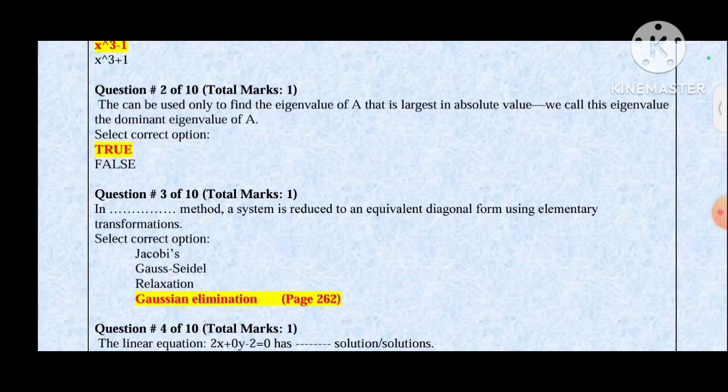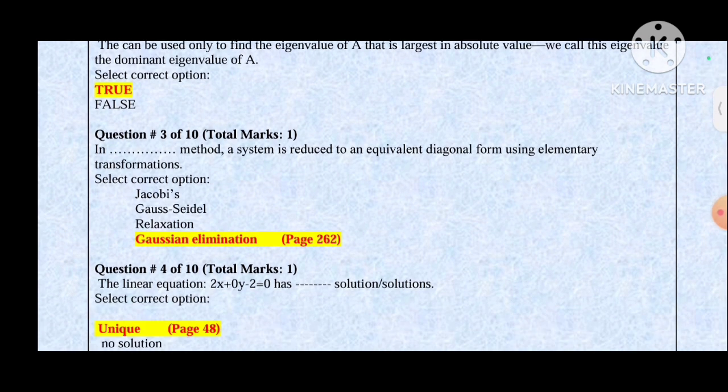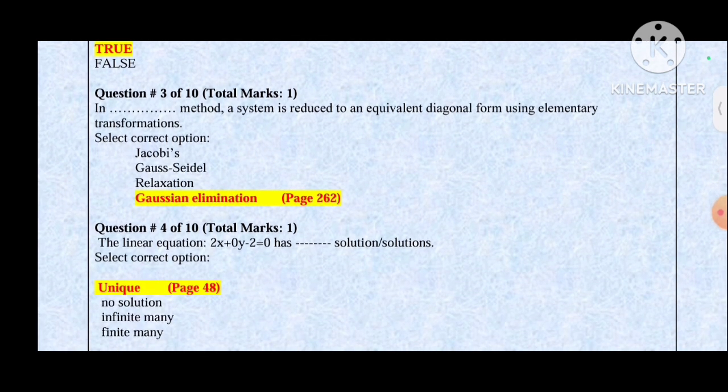That can be used to find the eigenvalue of A that is largest in absolute value. We call this eigenvalue the dominant eigenvalue of A. True. In dash method, in a Gaussian elimination method, a system is reduced to an equivalent diagonal form using elimination transformation. The linear equation 2x plus 0y minus 2 is equal to 0 has a unique solution.